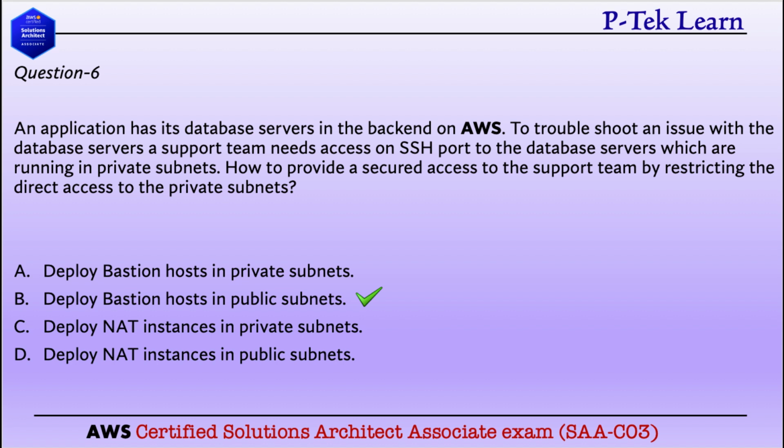Let's see the other options as well. Deploy NAT instances in private subnets and deploy NAT instances in public subnets. Okay, the purpose of the NAT instance is to provide internet traffic to hosts in the private subnets. Users from the internet can't do SSH using NAT instances to hosts in the private subnets. So option C and D are not valid.